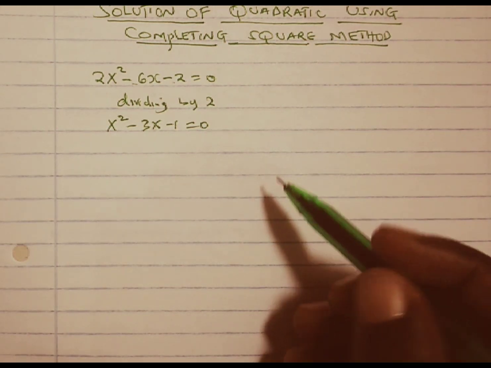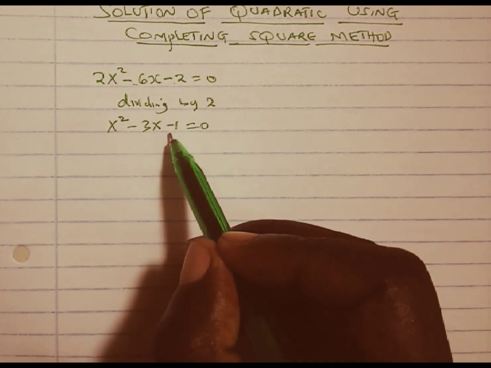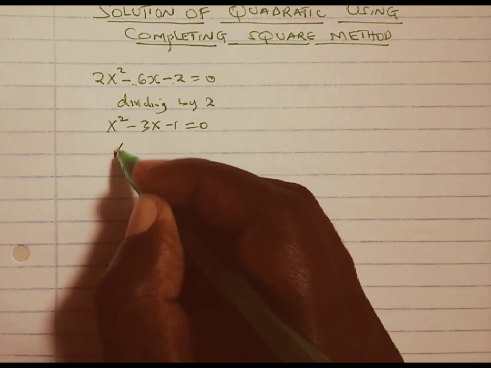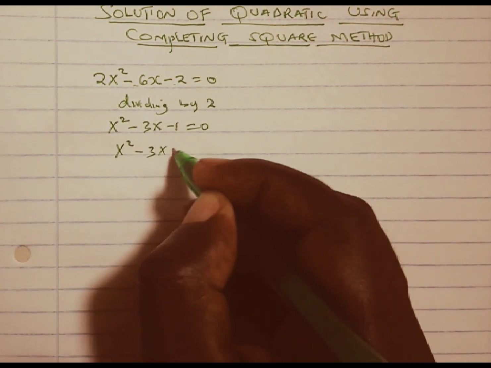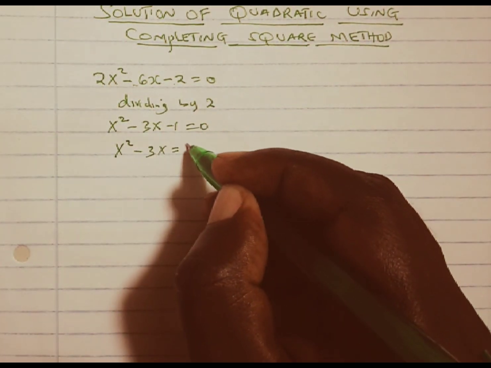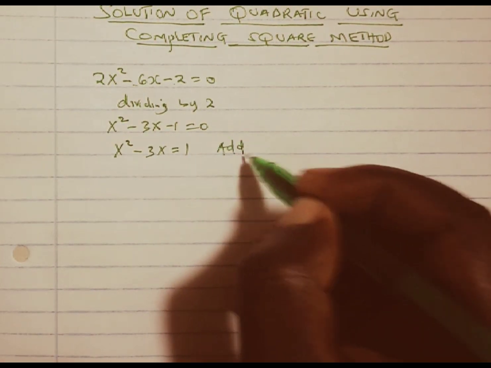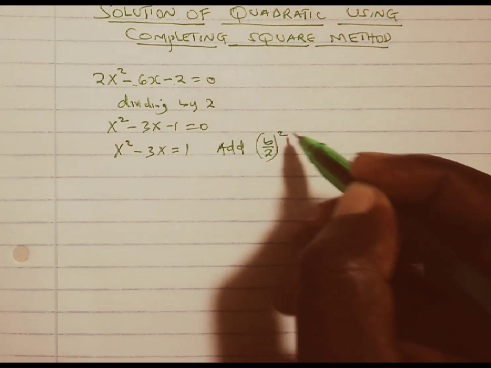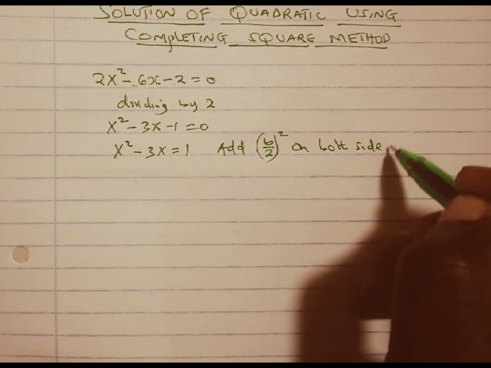The second step is to make sure that the constant c moves to the other side of the equal sign. Therefore, we are going to have x squared minus 3x being equal to negative 1, which crosses the equal sign and becomes positive 1. After that, now we add b over 2 squared on both sides.